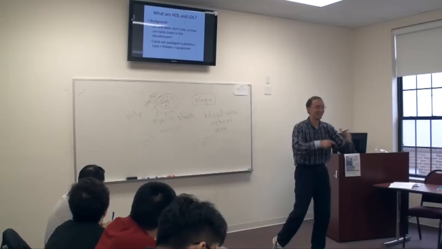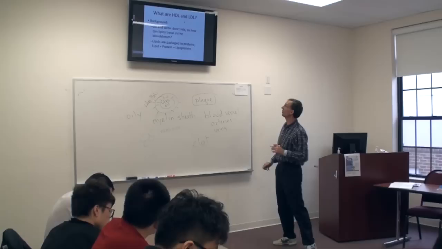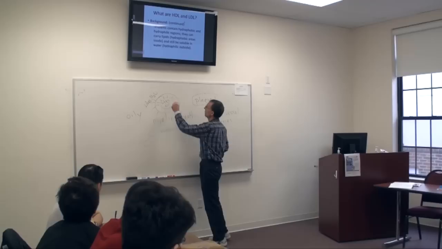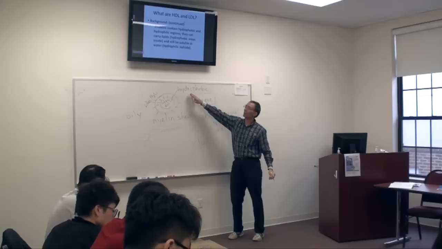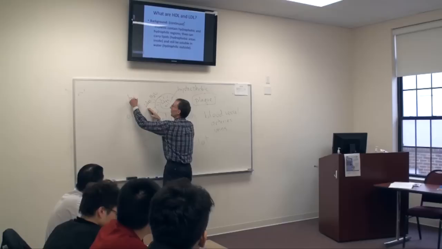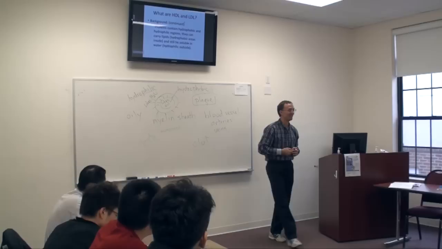I just want to give you a couple words here. This part that likes oil is called hydrophobic. Hydro means water, phob means hate. It hates water, it likes oil. Can you guess what the outside is called? Hydro what? Hydrophilic. Phil means love. Philadelphia is the city of brotherly love.